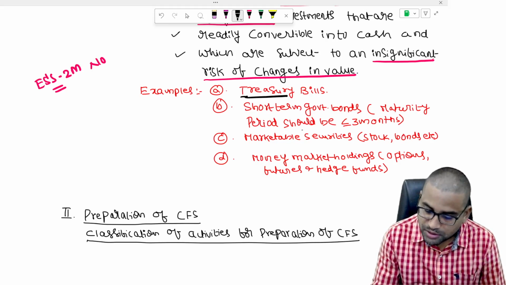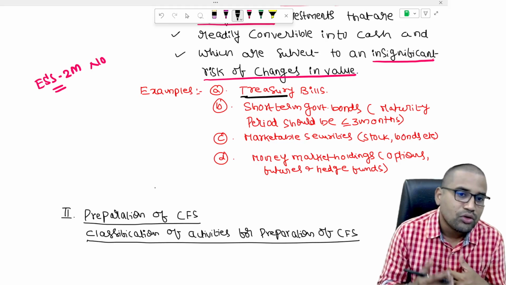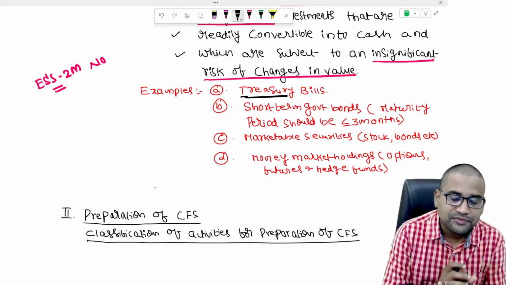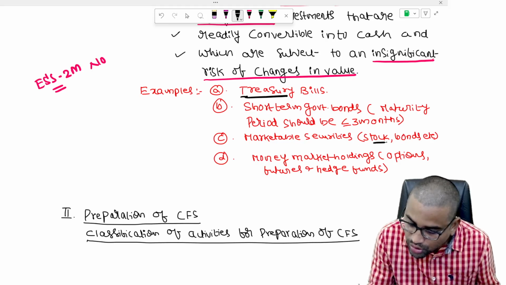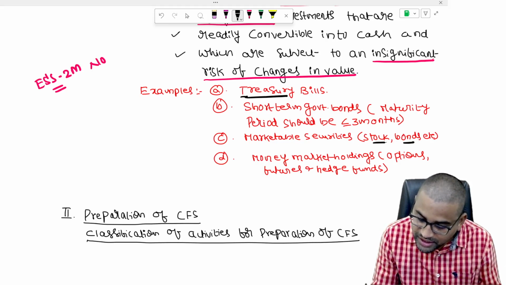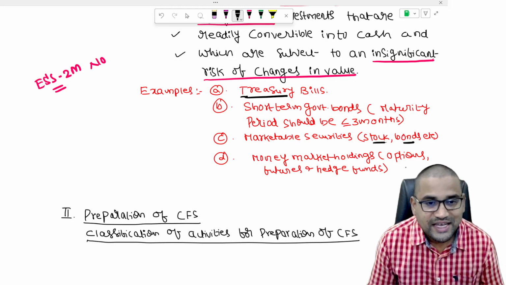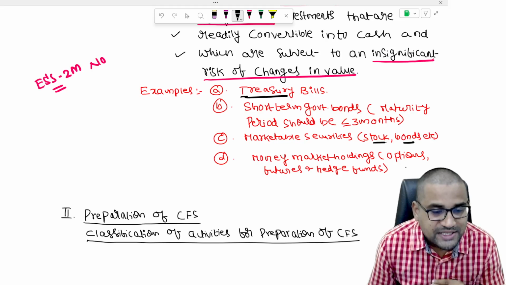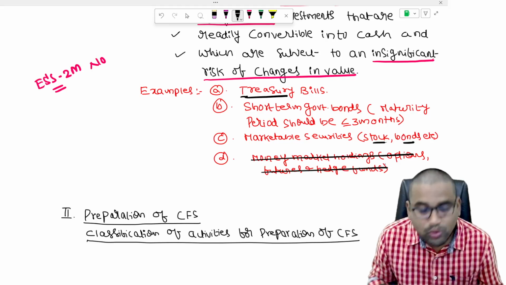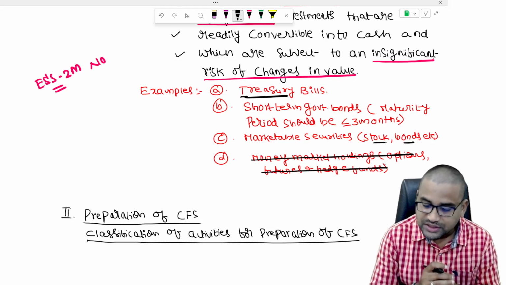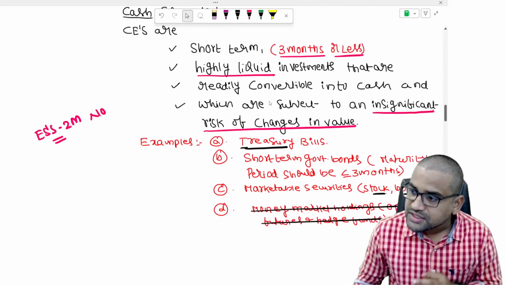Short term government bonds, maturity period should be less than or equal to 3 months. Suppose I invested in government bonds for 3 months or less. Generally, government securities and government bonds will have less risk. So therefore, they will definitely fit into the definition of cash equivalent. Similarly, marketable securities like stocks, bonds, and money market holdings, options, futures, hedge funds. Of course, options, futures, hedge funds are very risky. So if the principal is in danger, don't consider. These are very risky, most of the times. So if they are risky, don't consider them. Generally, money market instruments and marketable securities, if they fit into the definition, then consider it.